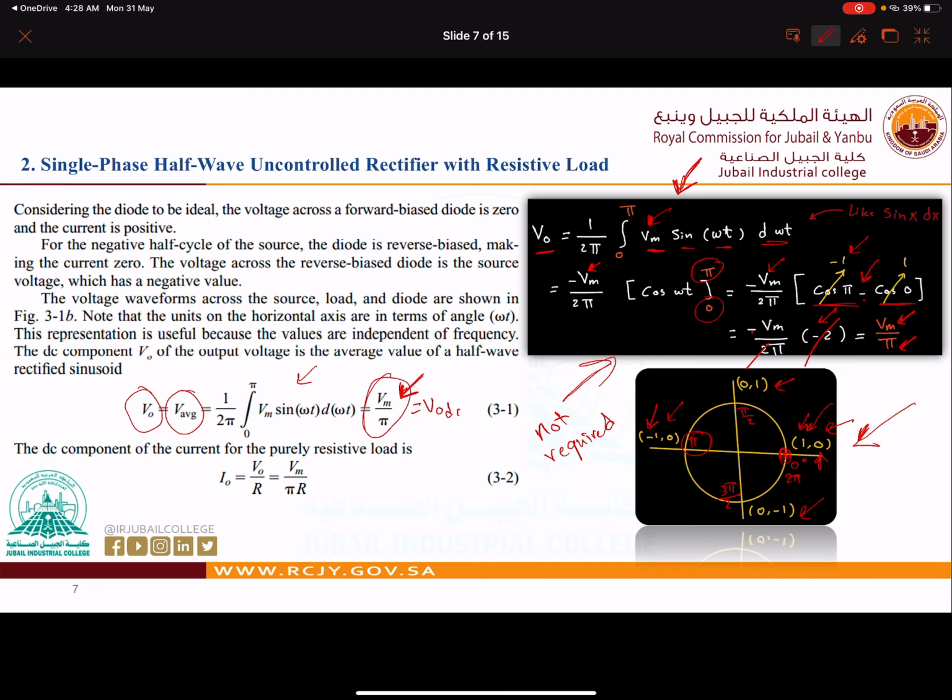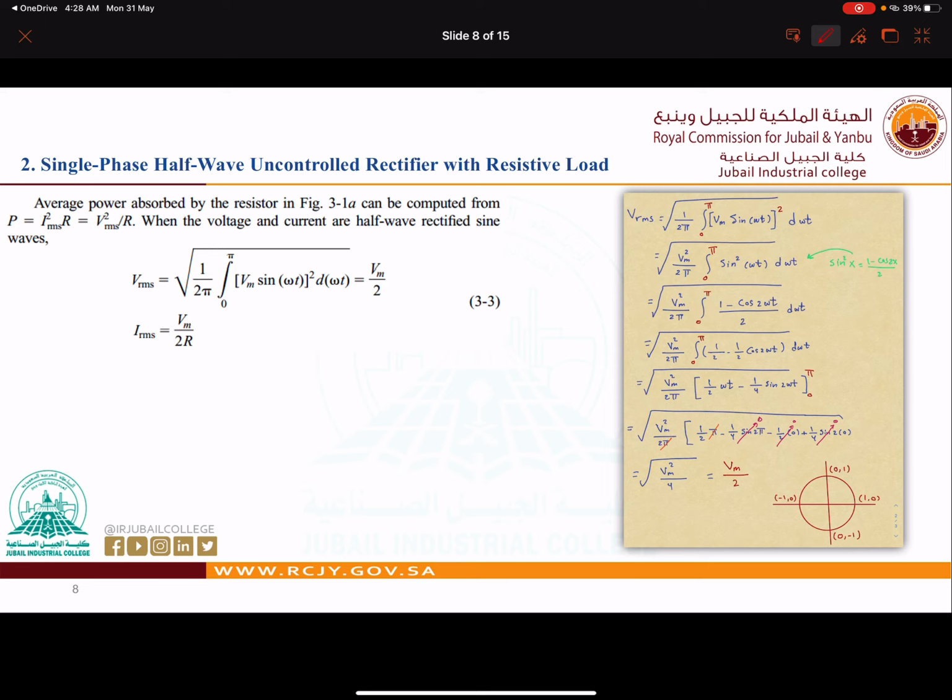Okay, now if we refer to Ohm's law, we know that current is equal to V over R, right? So I out is equal to V out over R, right? What about V out? We said it is V maximum divided by pi, over R. So it is V maximum over pi R. So this is our I output. Inshallah, we will take examples and you can see it in the examples.